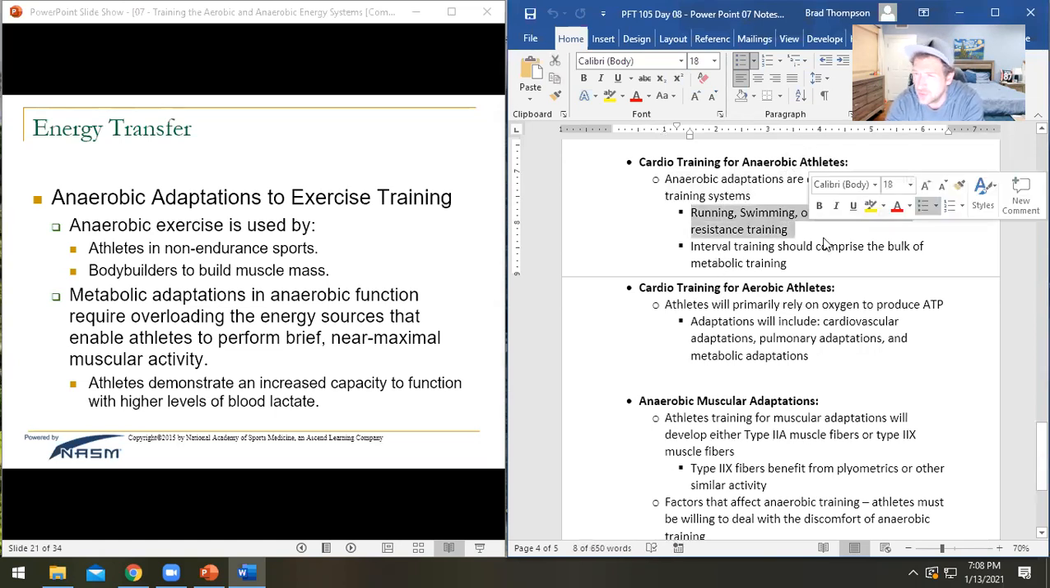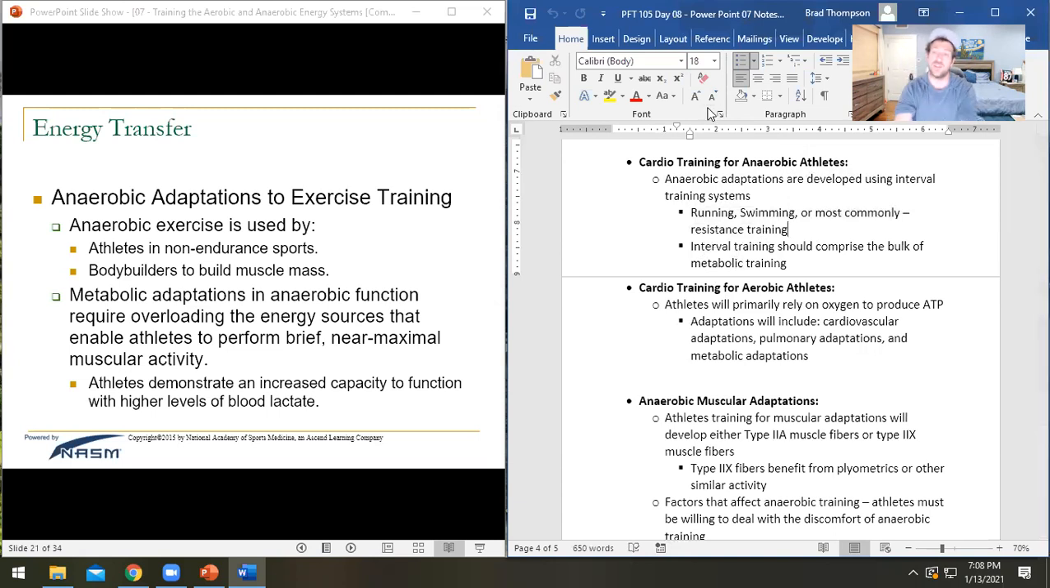Running, swimming, these are usually our most common versions of this. Spin bikes are another really big one. But when it comes to cardio training, if you are a very anaerobic athlete, so my bodybuilders out there on the call right now, my powerlifters, if you are an anaerobic athlete, I do recommend, if you are going to do cardio, doing HIIT training.